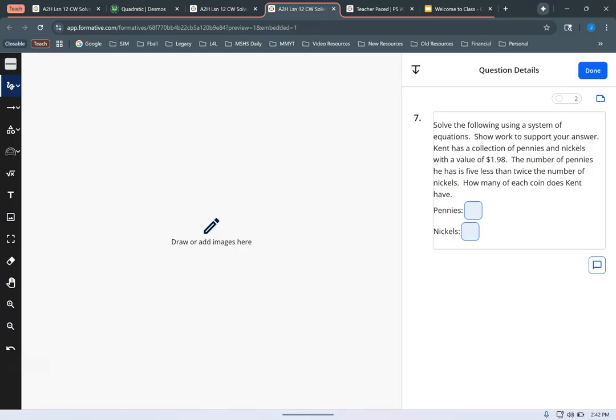Well, we've got to do a system of equations, right? We're looking for some nickels and some pennies. What do you think some good variables to use would be? Okay, let's use pennies and nickels. So we'll go P. This is the number of pennies. So this is an amount.